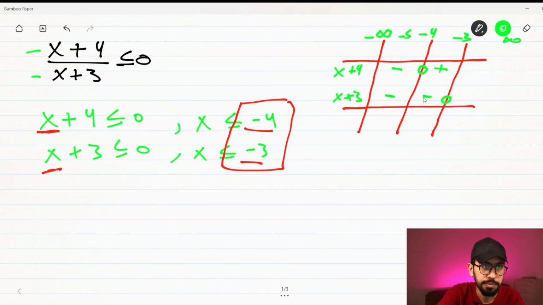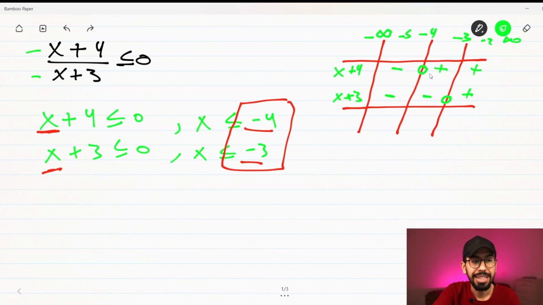Here we put minus. And then let's say we have here minus 2 or minus 1 or 0 or 1, 2, 3 till infinity. That means when we put minus 2 here, minus 2 plus 3 equals 1, and 1 is a positive number. So here it will be positive. The same thing with the first expression. We have, let's say, minus 2 plus 4, it's equal to 2, and 2 is a positive number. So that's why we have to do it like that.